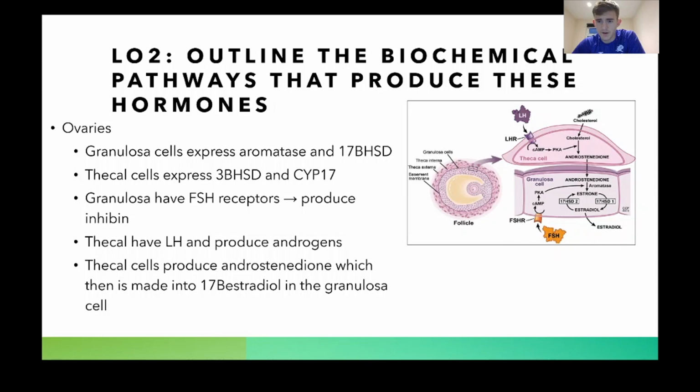So as you can see in the diagram, we've got LH coming into the receptor. Then we've got cAMP activating protein kinase A, and then allowing that cholesterol to be turned into androstenedione. So that's then turned through aromatase into estrone, and then we've got this FSH coming in to allow protein kinase A again, but in a different cell, to turn estrone into estradiol as well.